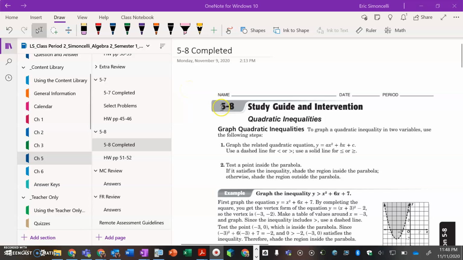Hello students, welcome to section 5-8, quadratic inequalities. Graphing quadratic inequalities. To graph a quadratic inequality in two variables, use the following steps.